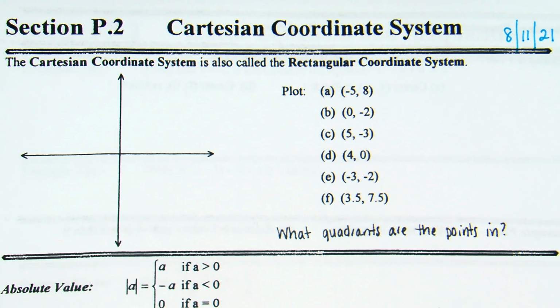Okay, lesson P.2. You may look at this and say Cartesian coordinate system. We've never done that before. I don't know what that is. You've been doing Cartesian coordinate systems since, I don't even know what grade. When did you guys start graphing? Okay, Cartesian coordinate system is the official terminology for just your XY axis.